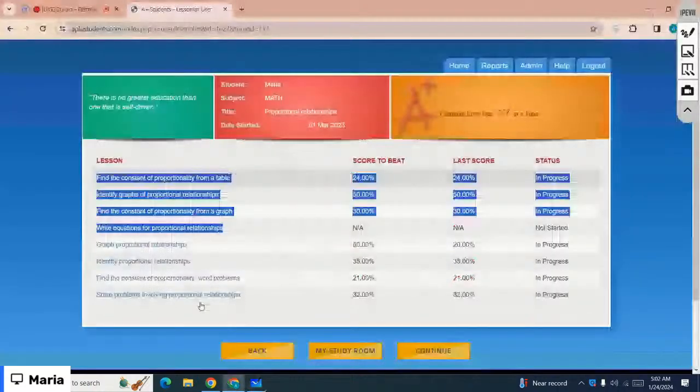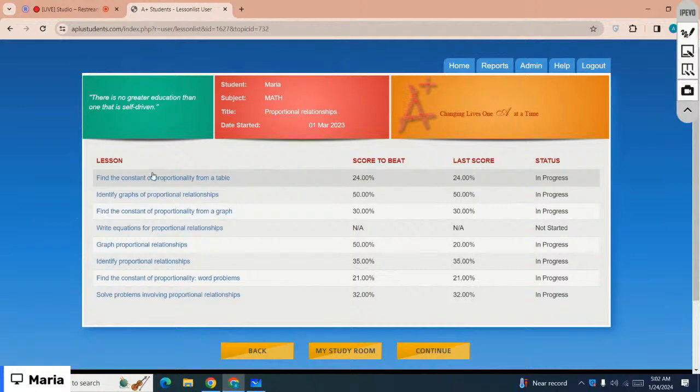Here I am on grade 7 math. The chapter we're going to start with is proportional relationships. Let's just start with the lesson, that is find the constant of proportionality from a table.